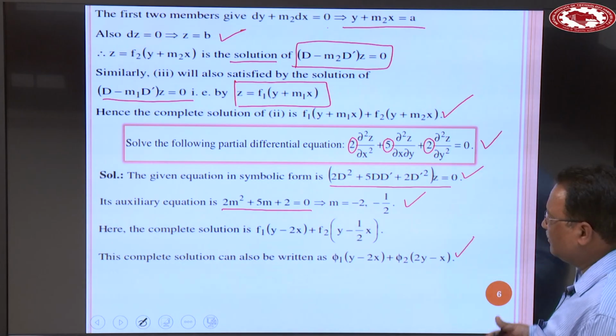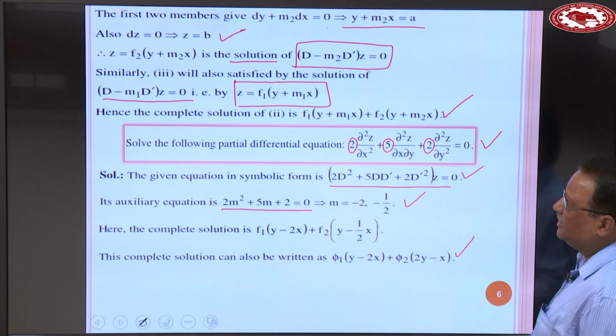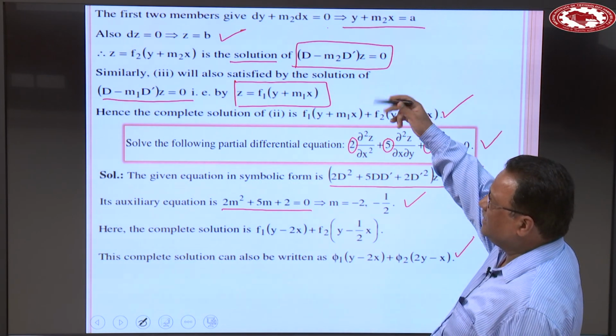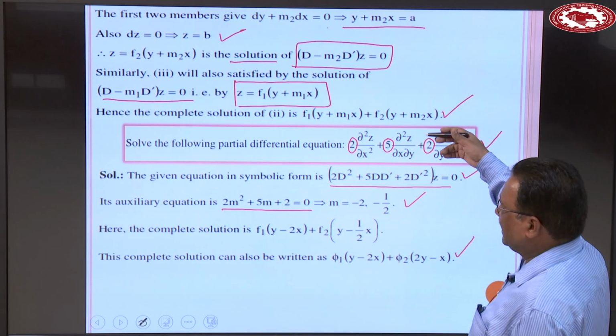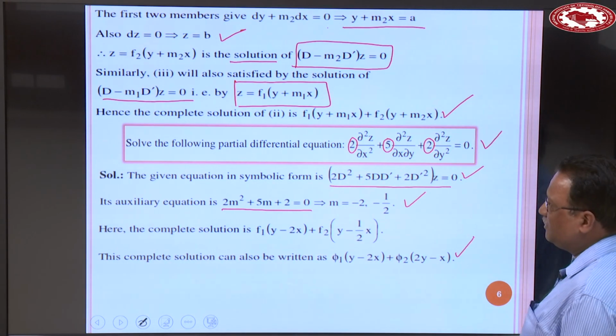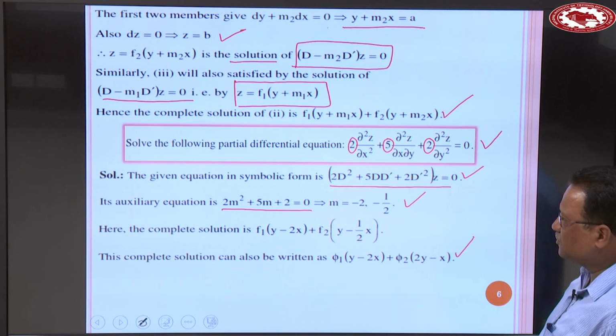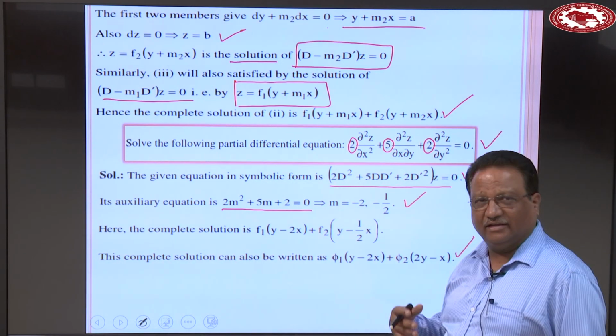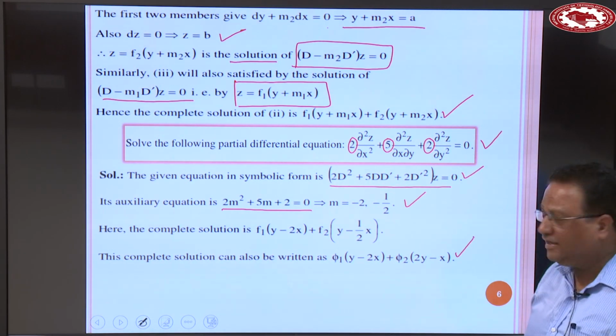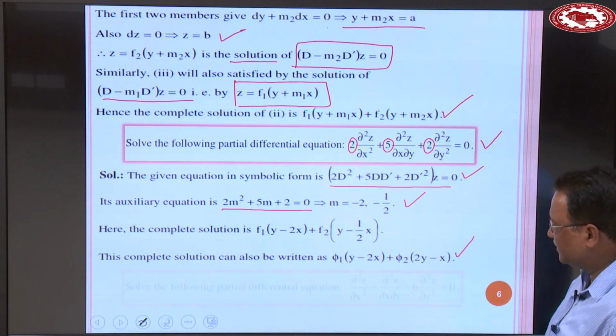So how can we solve all these types of problems? First understand the concept, and then how can we write the general solution for these types of problems when the roots of the auxiliary equation are real and distinct. Then how can we write the solution of this differential equation?